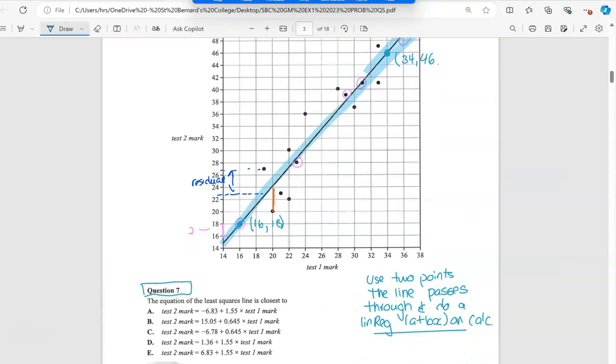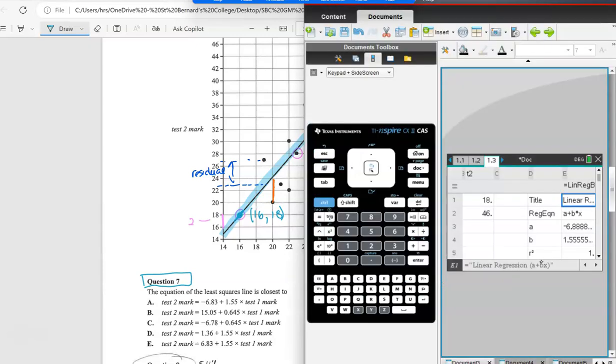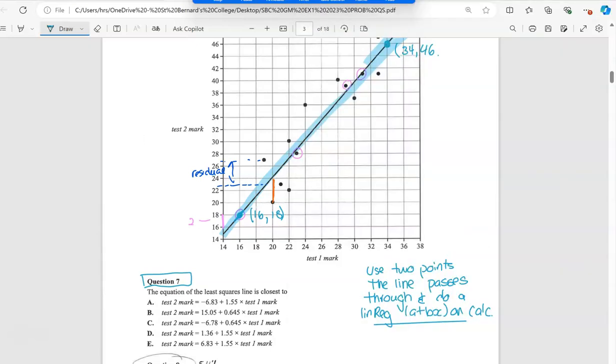So we see that, sorry, if you didn't see that, the A value is negative 6.8 and the B value is 1.5. So it ends up being A.